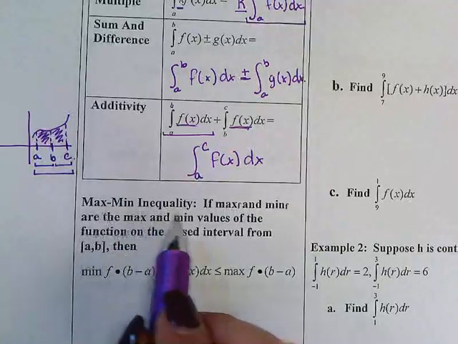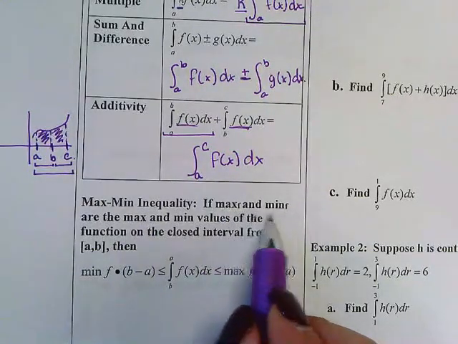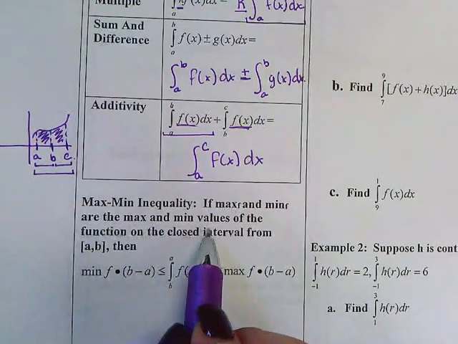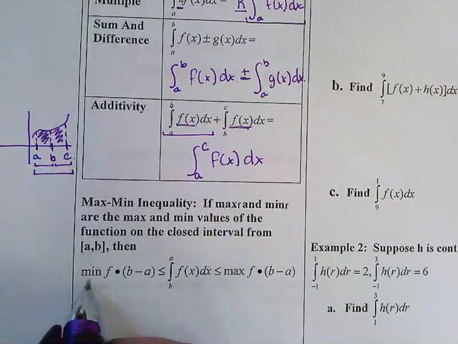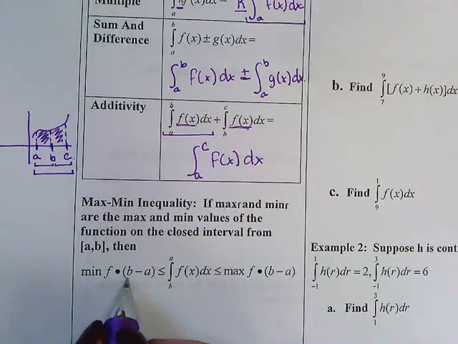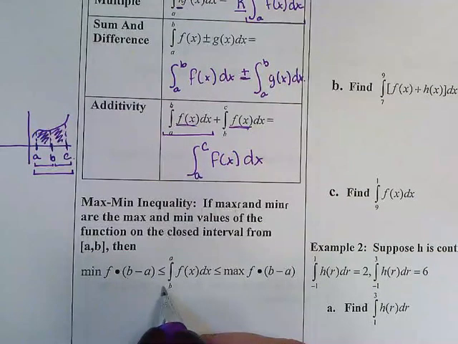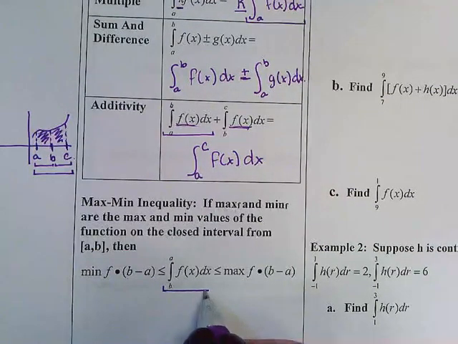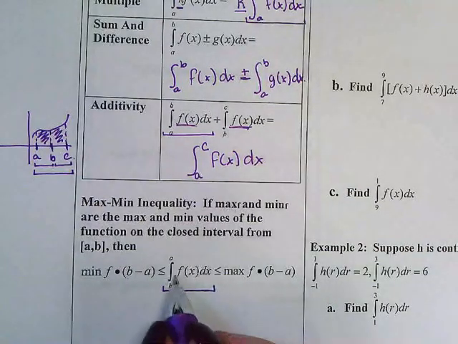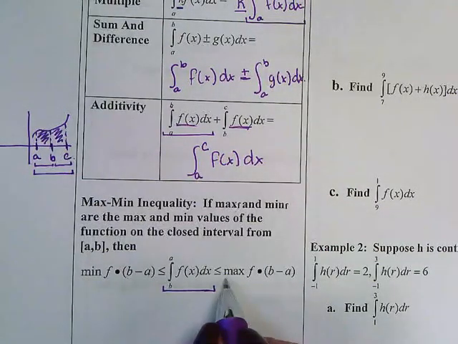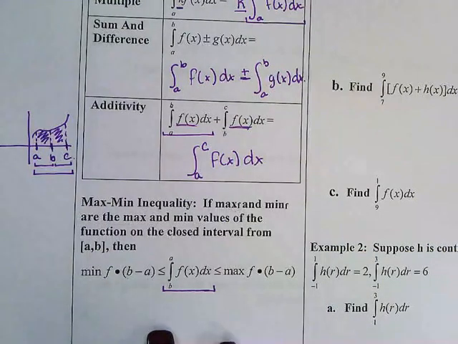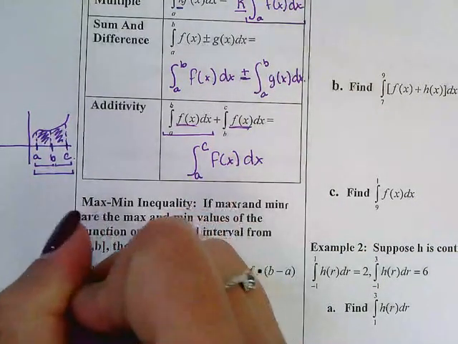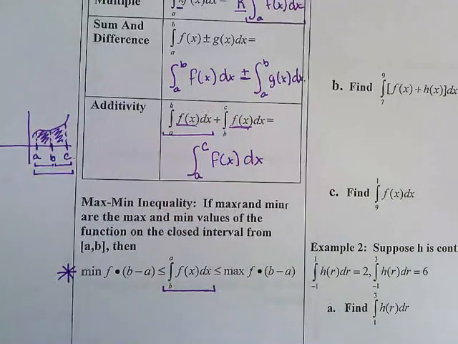Alright, max-min inequality. If the max function and the min function are the max and min values of the function on a closed interval from a to b, then the minimum of f times b minus a is going to be less than or equal to the integral of the function from a to b, which is less than or equal to the max of the function f times b minus a. And we'll do an example of that in just a second, okay? Actually, probably not in this video. We'll do an example from the homework in class together.